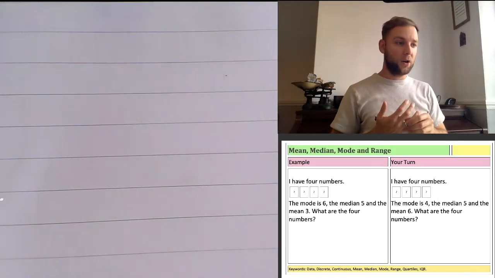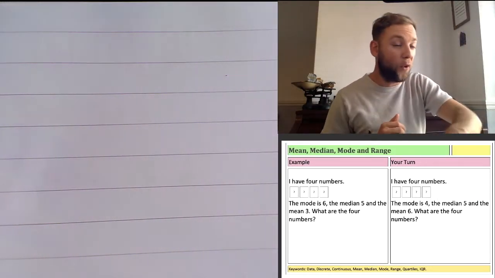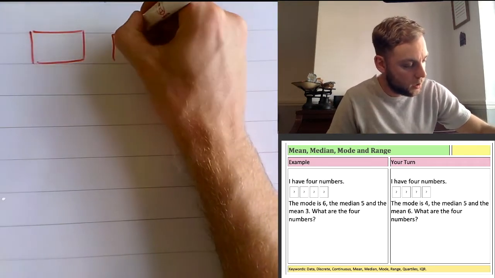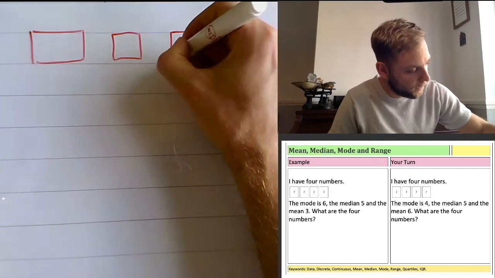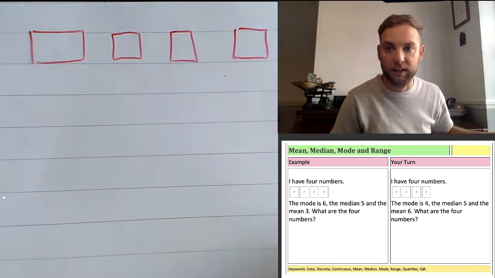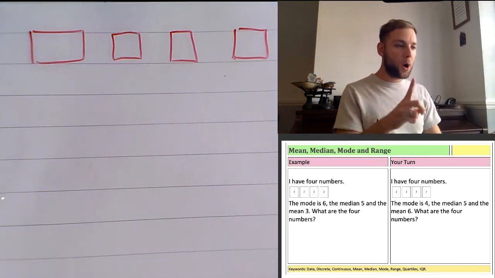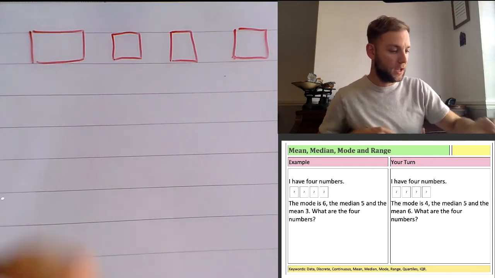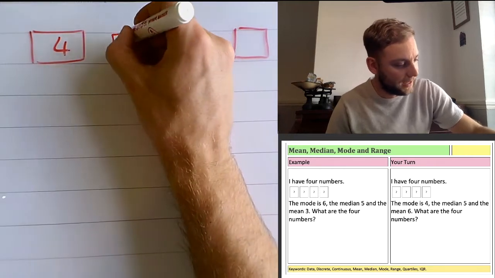Okay, so let's have a little go at this one together. So we've got 4 numbers again. So let's draw the 4 boxes like I did last time. So 1, 2, 3, 4, like so. Okay, my mode is equal to 4. So my most common number is 4. So let's put 4 in at least 2.